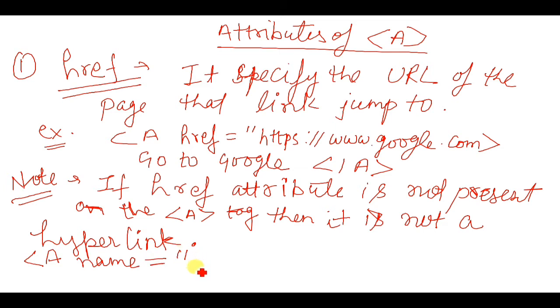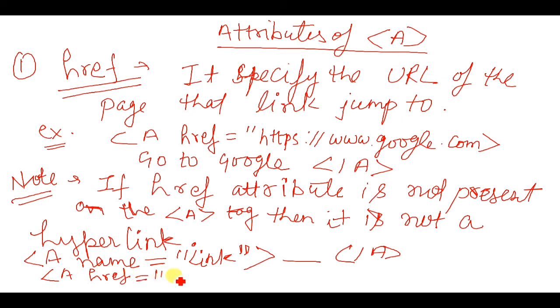Example, you can see, student, hyperlink. First specify the name of the link. And then specify the href attribute, means the URL of the link. So this is an example of an internal link, student. I will explain the internal link in detail.